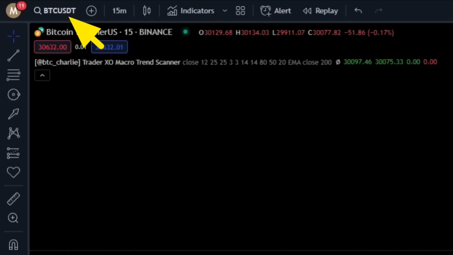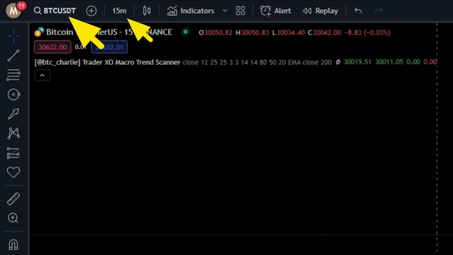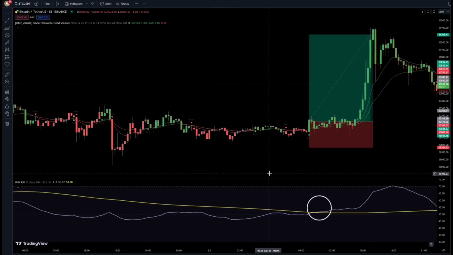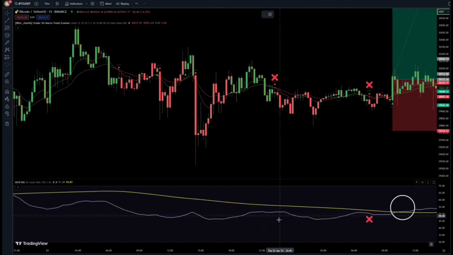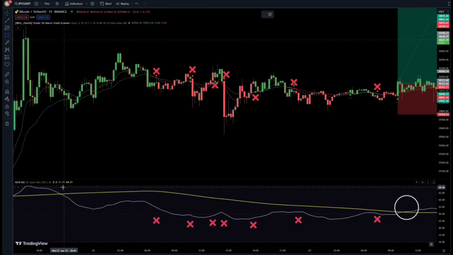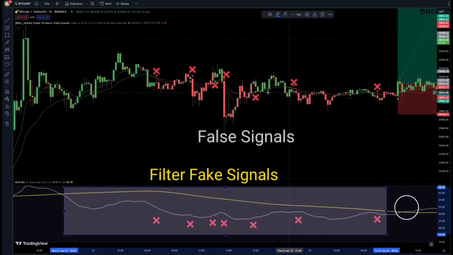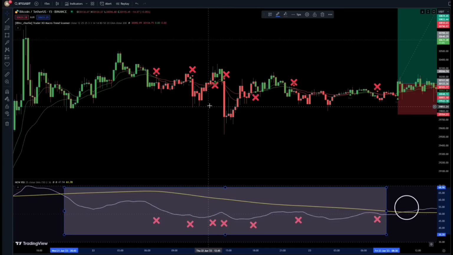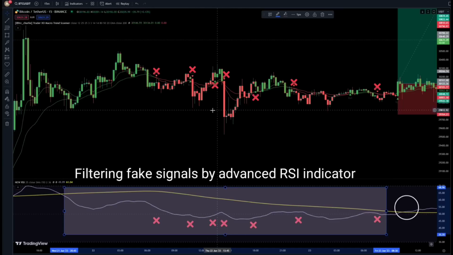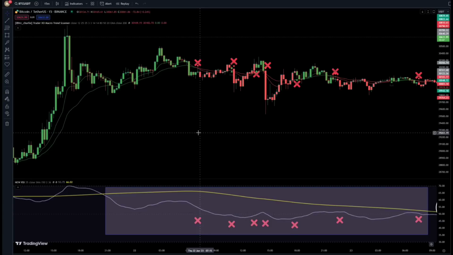We are currently on the Bitcoin chart with the 15-minute time frame. See how many fake signals advanced RSI has filtered? This RSI managed to filter all these fake signals that are in this range zone of the market and didn't let us enter a trade that we would lose, saving us from loss. This advanced RSI increases the win rate ratio of this by a lot.